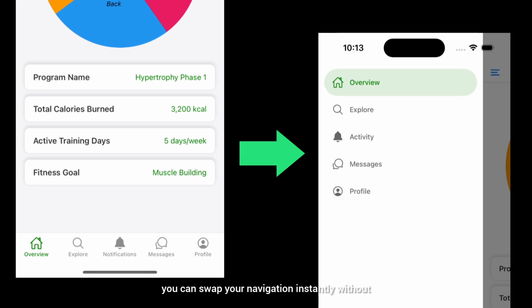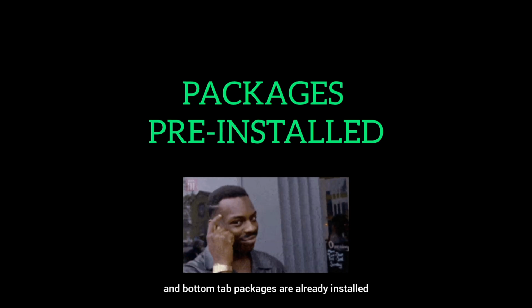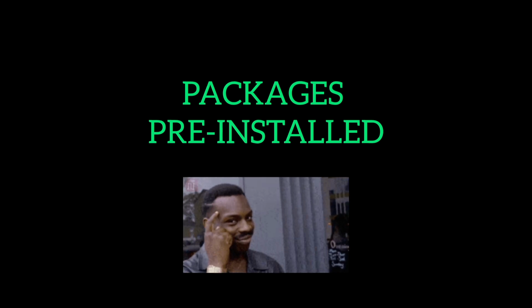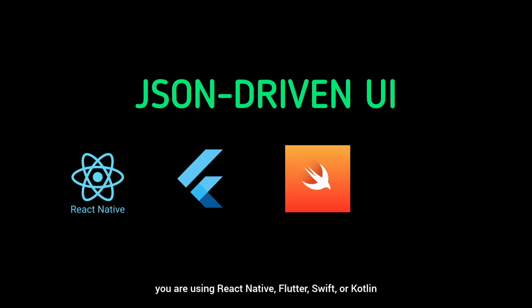Since the app simply follows the JSON instructions, you can swap your navigation instantly without a store update. You just have to make sure both the drawer and bottom tab packages are already installed in your code beforehand. This is called JSON-driven UI. It's language agnostic, which means the logic works the same whether you are using React Native, Flutter, Swift, or Kotlin.